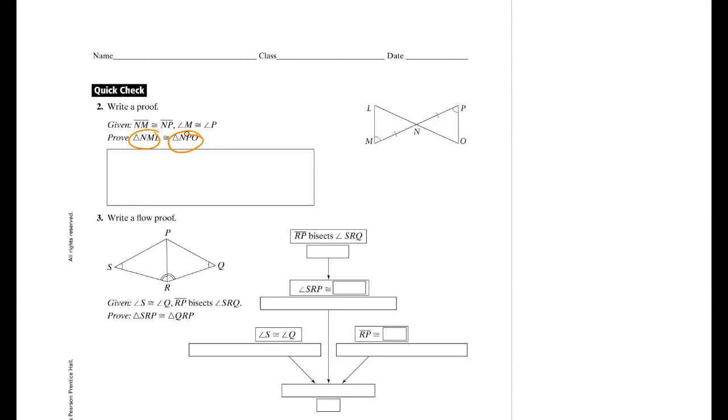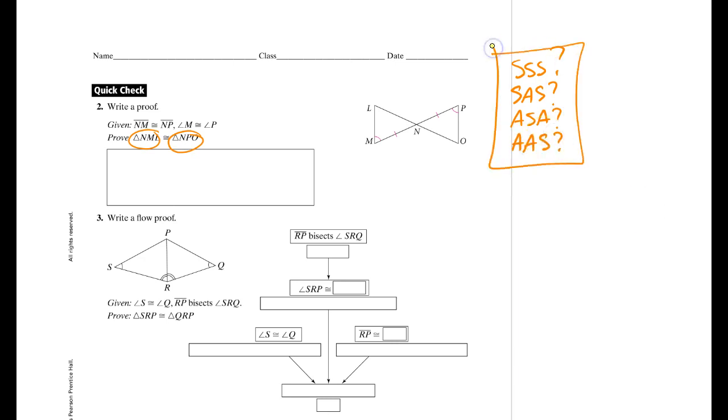All right, well, I've got four things that I could do. Is it going to be SSS? Is it going to be SAS? Is it going to be ASA? Or is it going to be AAS? These are the only four triangle congruence theorems that you've got. Yes, we will go to right triangles and we'll cut it down to actually just two letters, but these are the three-letter versions for triangles that are not right triangles.